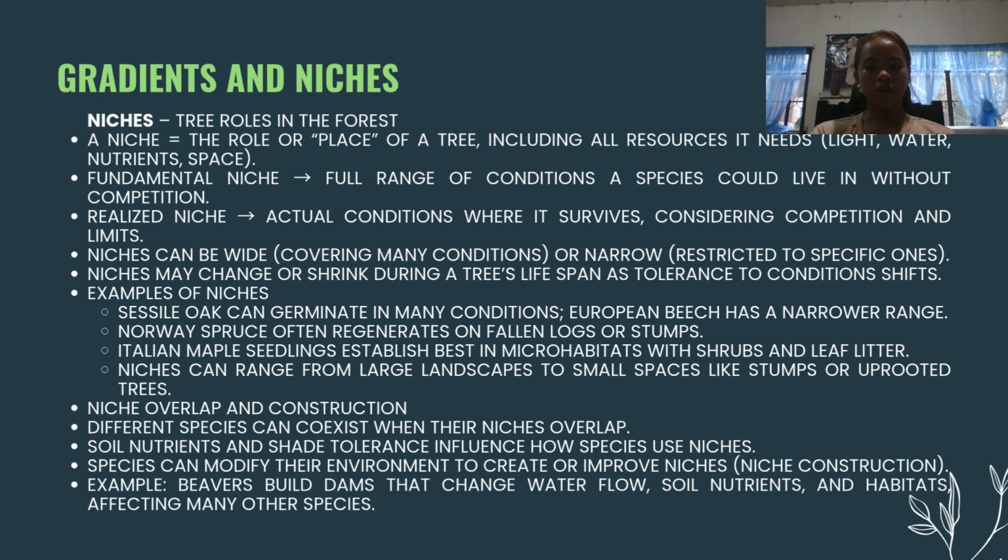Niche overlap and construction. Sometimes species share parts of their niches, which allows them to coexist in the same forest. Soil nutrients and shade tolerance often influence how well species can use their niches. In some cases, plants and animals can actively change their environment to create better conditions for themselves, a process called niche construction. A well-known example is the beaver, which builds dams that reshape the water flow, soil nutrients, and habitats, affecting many other species in the ecosystem.